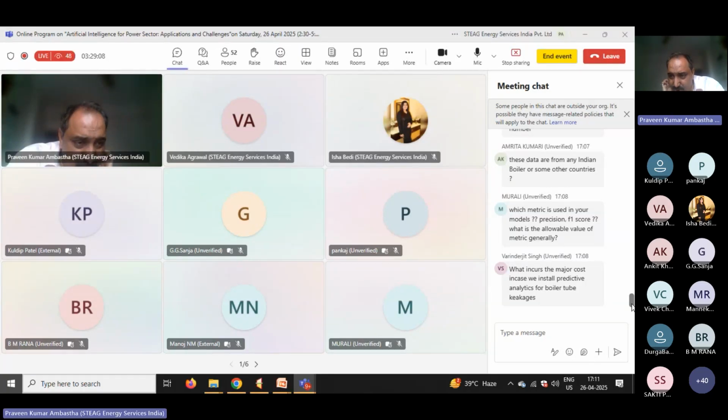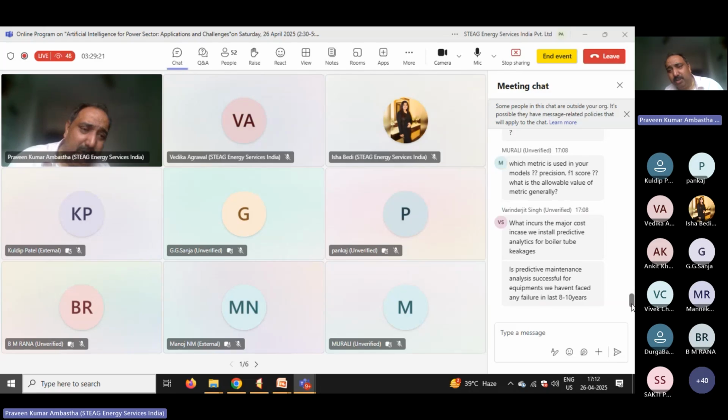Which incurs the major cost if we install predictive analysis for boiler leakage? It's a whole package, sir. Of course, it's a whole package, but these are the prerequisites, because generally you have the DCS and you have the OPC. So you require these acoustic signals, and of course we provide it in a package.